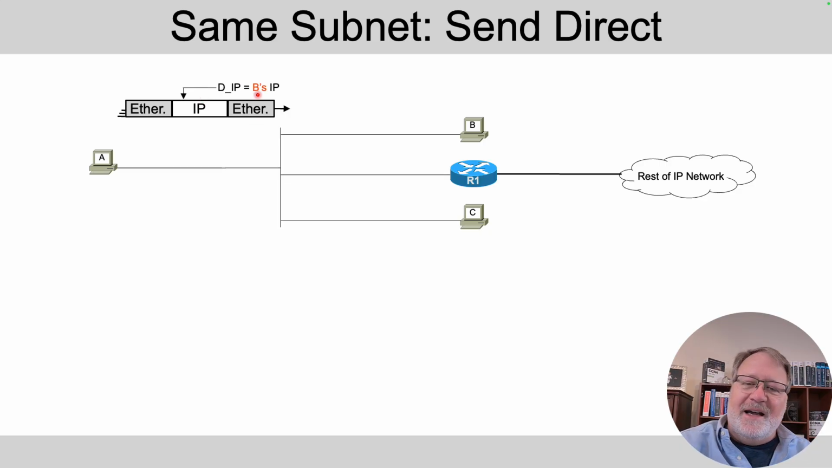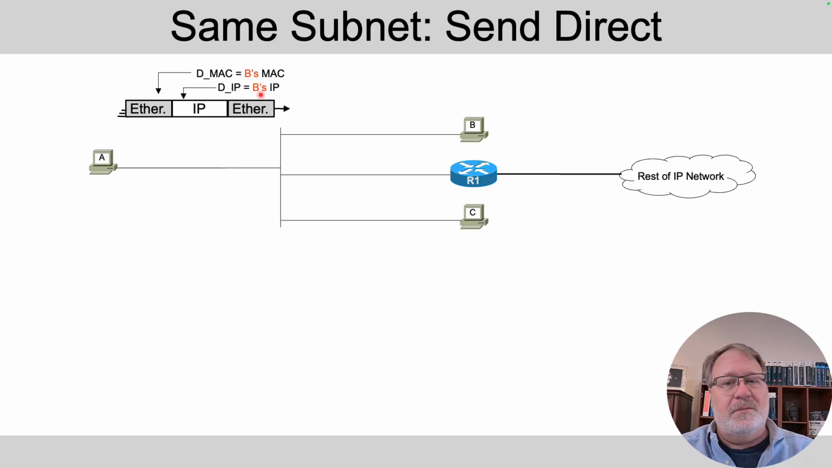So that IP packet has B's IP address as the destination IP address. It's in the same subnet. So when A builds this frame, in order to send the packet directly to B, it puts B's MAC address in the Ethernet header. Then any LAN switches will forward this frame so it arrives at B. Therefore, B receives the packet encapsulated in the frame.